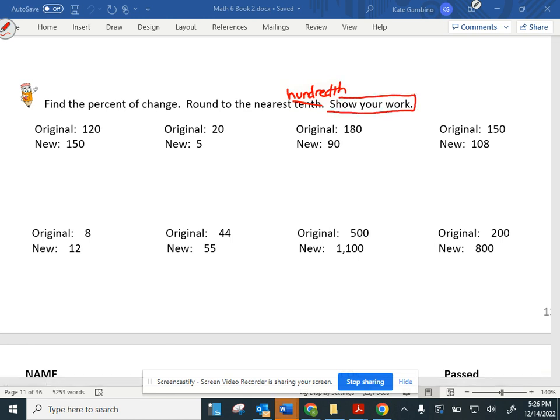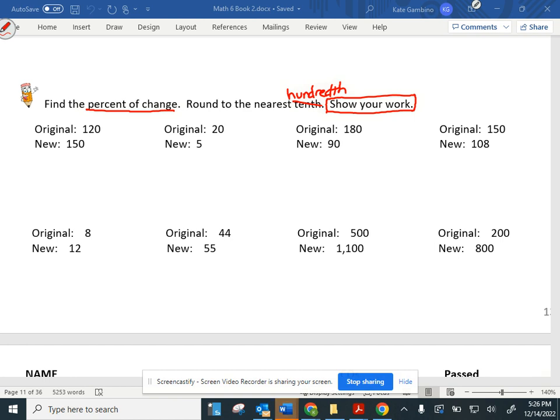Please note that it says show your work. You're going to put what you're subtracting. You're going to put the calculations that you're putting into your calculator and circle your final answer as a percentage, not as a decimal. Your final answer is a percentage because we're finding the percent of change. We're not finding a decimal. So our final answer needs to be as a percentage. You're going to do that same math that we did up top.